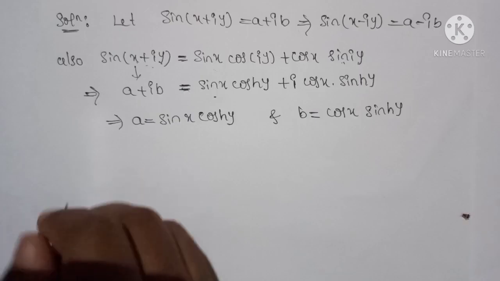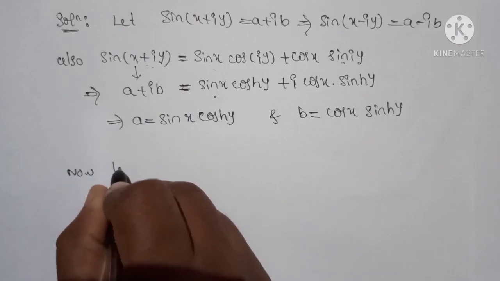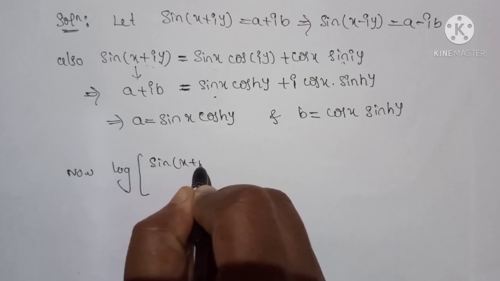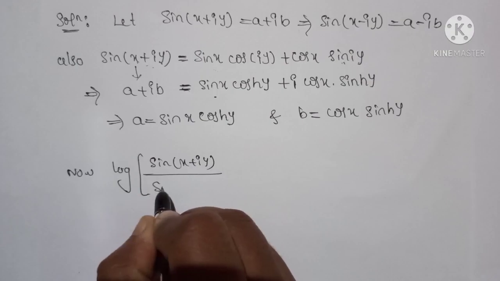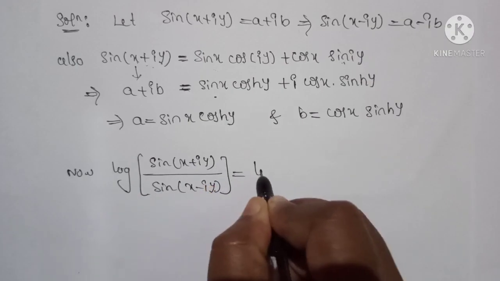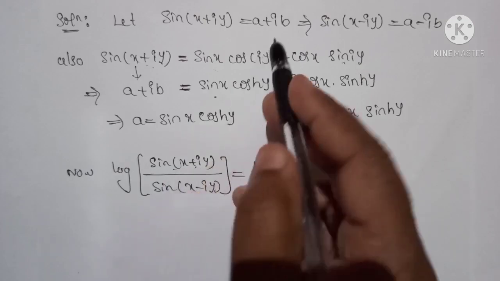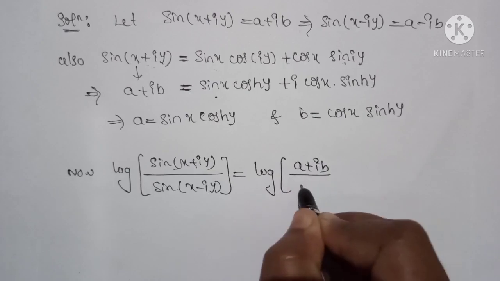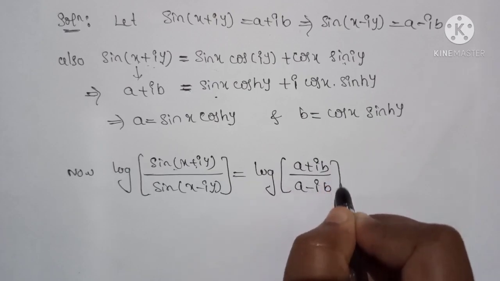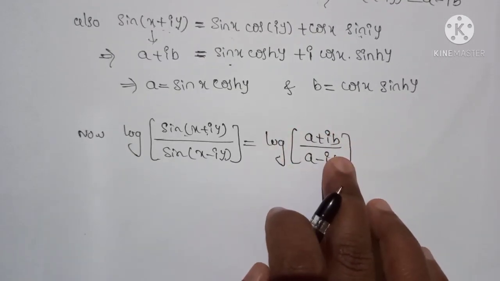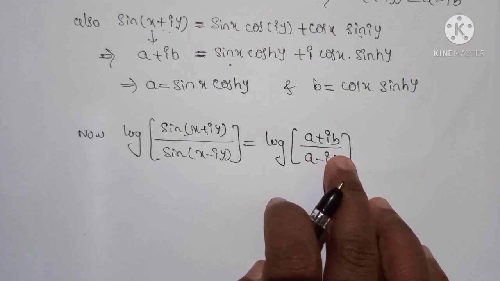Now log of sin of x plus iy divided by sin of x minus iy becomes log of a plus ib divided by a minus ib, where sin of x plus iy is a plus ib. We have already solved this one, its value is equal to 2i tan inverse of b by a. You can directly use that result.